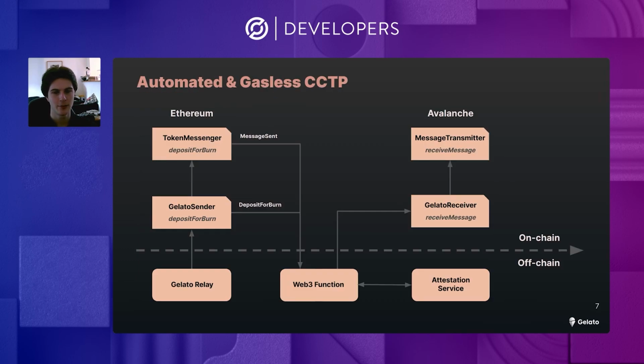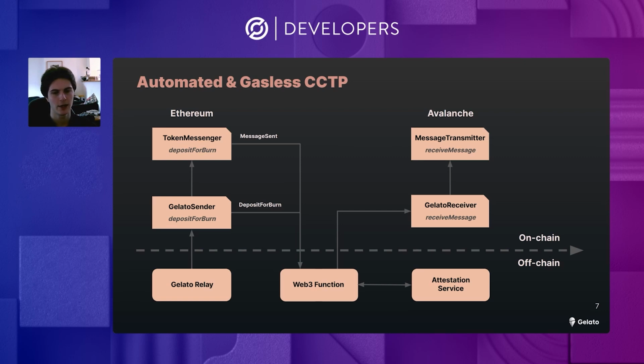Now, before we jump into the demo, I'll quickly go over the flow. So in addition to the Circle CCTP contracts, which are token messenger and message transmitter, we also introduced two intermediary contracts called Gelato sender and Gelato receiver. All these are responsible for is paying for the transaction fee using some of the USDC being transferred, and they also accept ERC-3009 signatures so that we can approve USDC transfer without requiring an approve transaction on-chain, which would otherwise require native tokens. And since CCTP is omnidirectional, so we can transfer USDC from any chain to any chain, both of these contracts are deployed on each network.